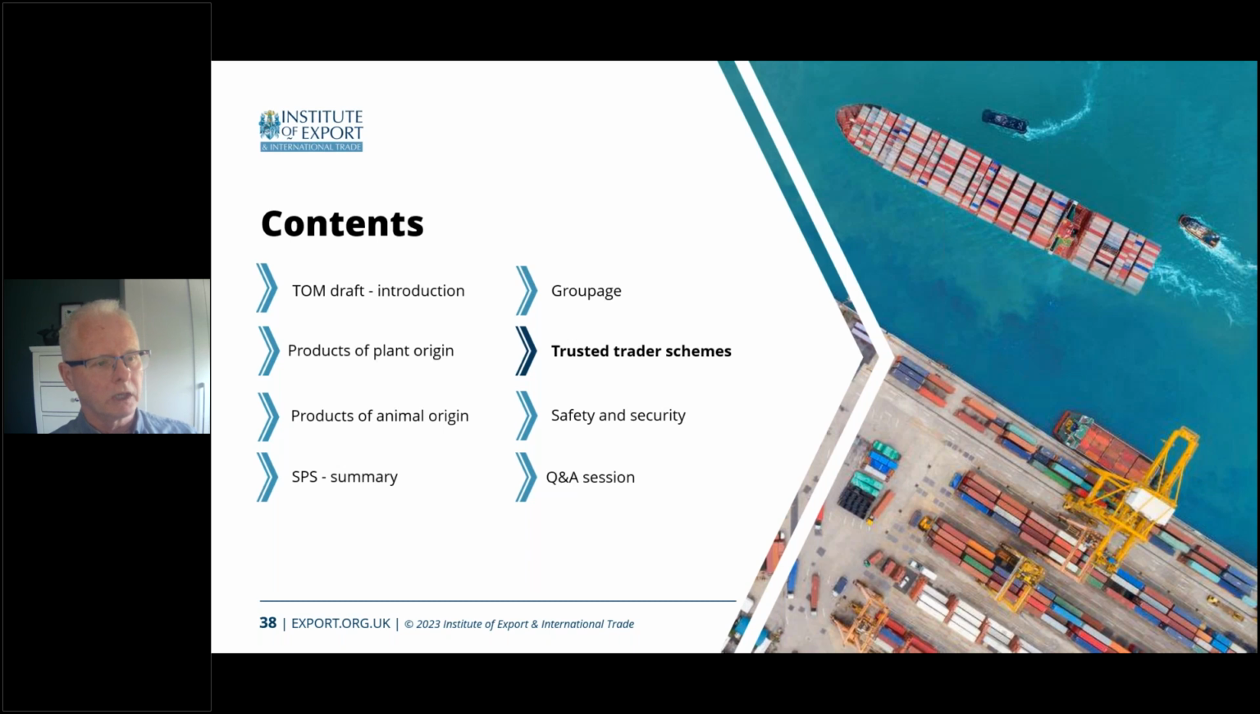Okay, so we've covered the groupage. Now we're going to go on to the trusted trader schemes. So if we can move on to the next slide, please.